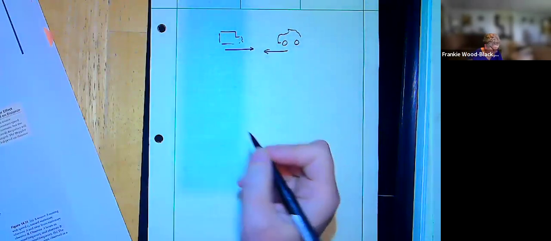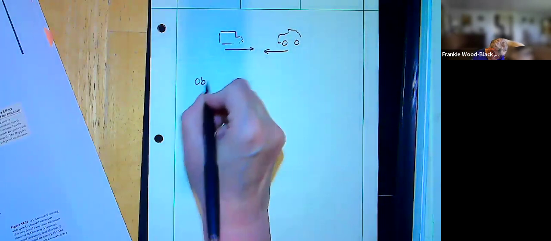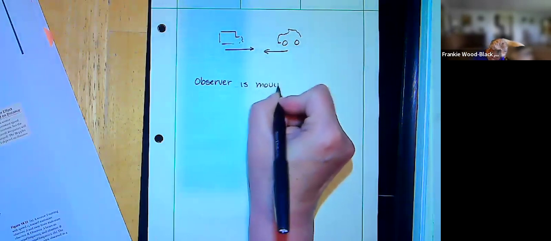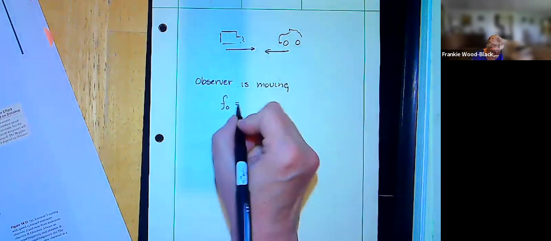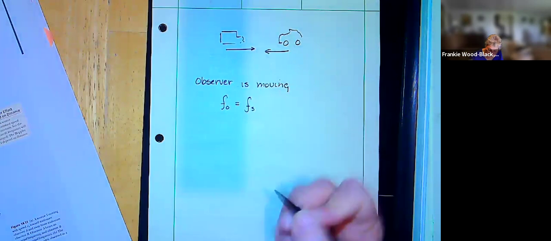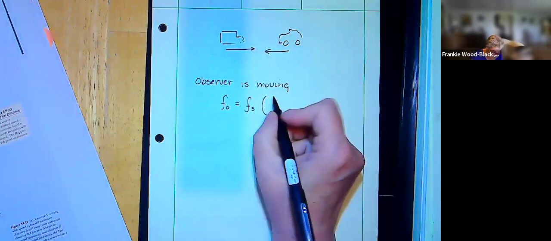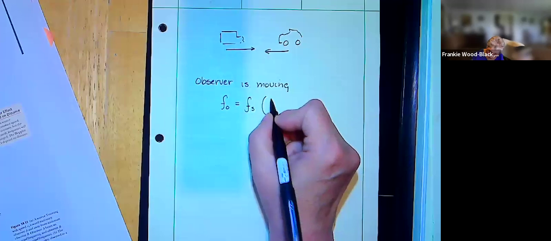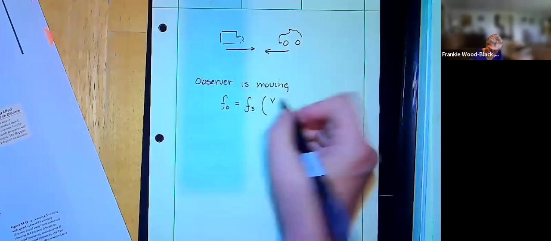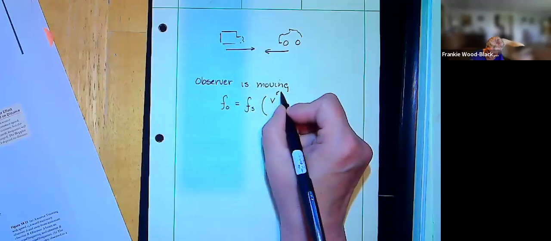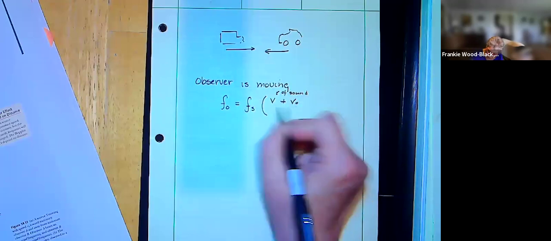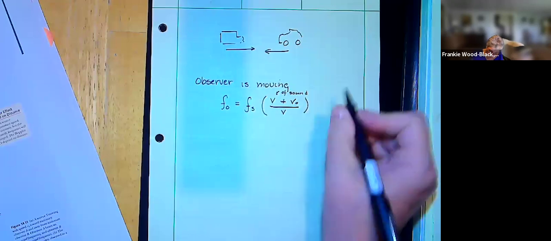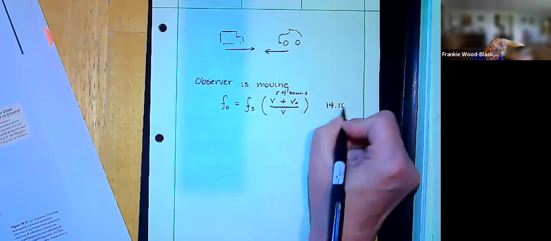Now for the case where the observer is moving, the frequency that the observer hears is going to equal the frequency of the source times the velocity of sound plus the velocity of the observer, divided by the velocity of sound. And this is equation 14.10 in your text.